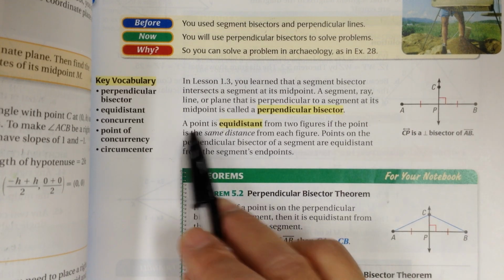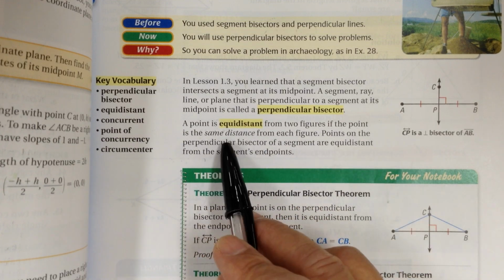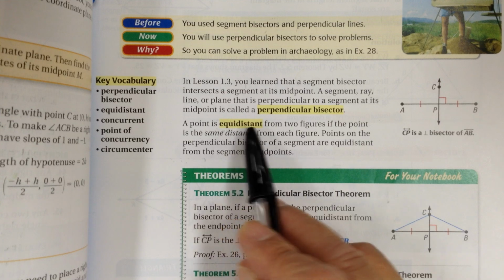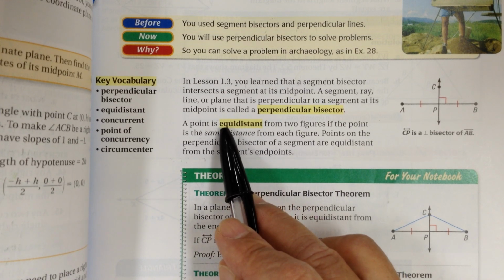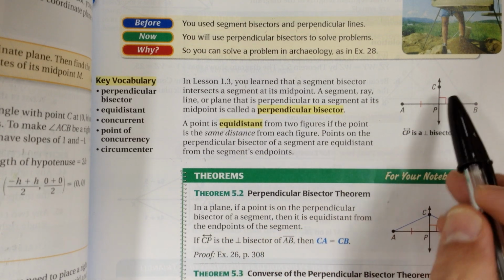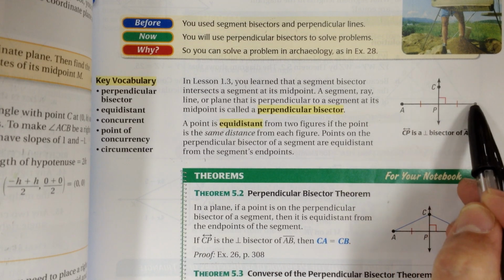A point is equidistant from two figures if the point is the same distance from each. Again, equi means same, distant means distance. So equidistant means same distance from each figure. Like the point C would be an equal distance to A and B.